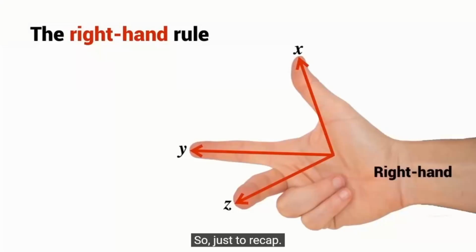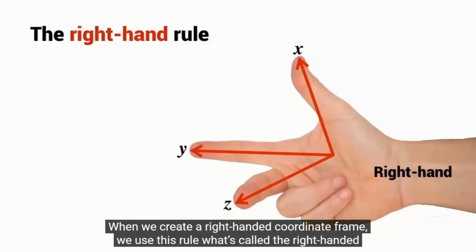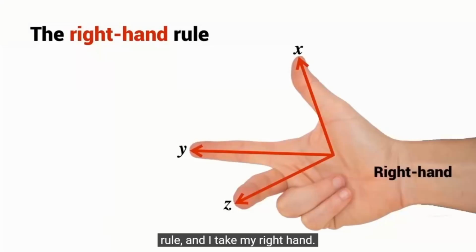So just to recap, when we create a right-handed coordinate frame, we use this rule, what's called the right-handed rule, and I take my right hand, the x-axis is parallel to my thumb, the y-axis is parallel to my index finger, and the z-axis is parallel to my middle finger.